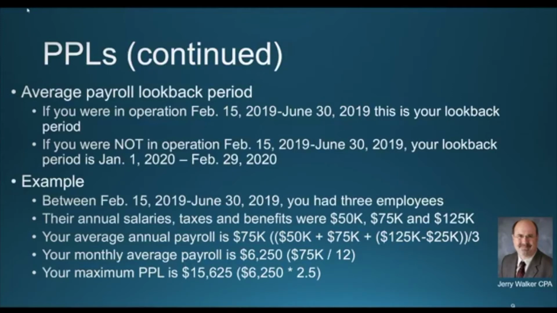Now, you take that and divide it by 12 months to get your average monthly payroll. So you take 75,000 divided by 12, and your average monthly payroll is $6,250, which means your maximum PPP loan amount is $15,625, which is the $6,250 times 2.5.